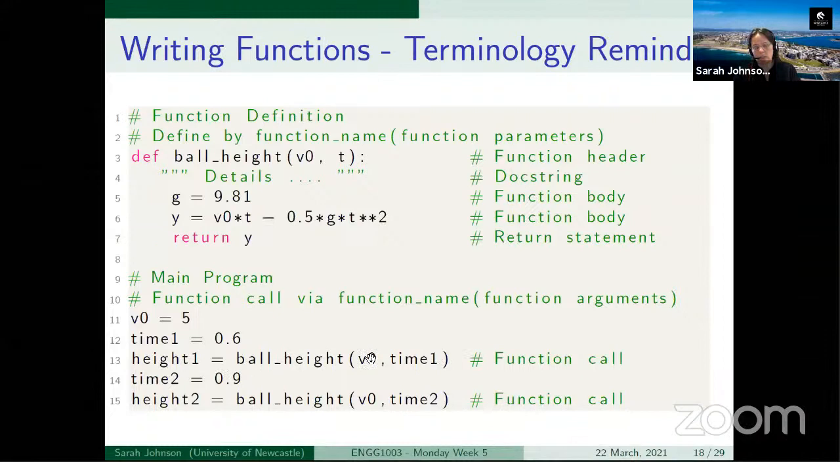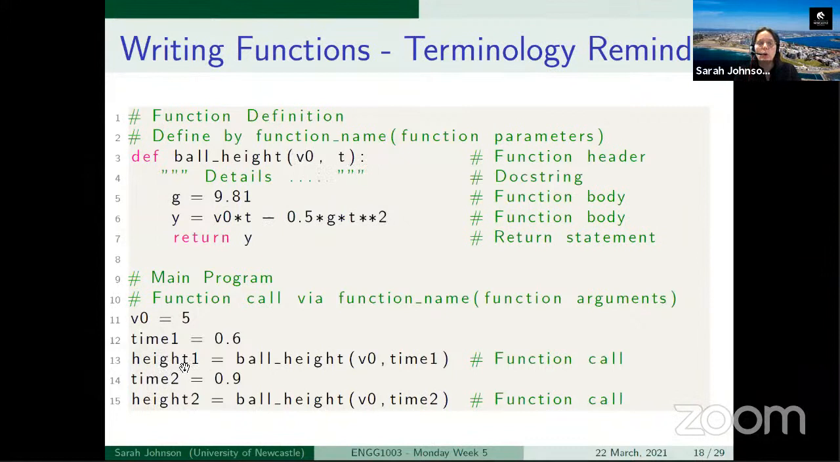When we define the function, these variables v0 and t are called the function parameters. They're the values that the function requires. When we call the function, what we pass in are the function arguments. So the arguments are the specific values we're using for the function at this particular function call. And when we call the function again, we might have different arguments. In this case, the argument v0 is the same, but the time argument is different.